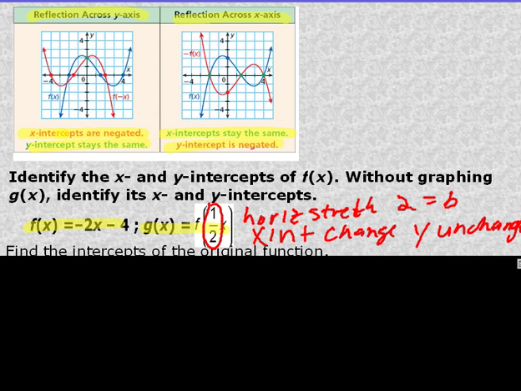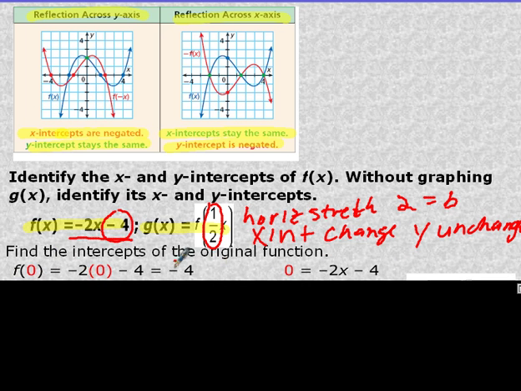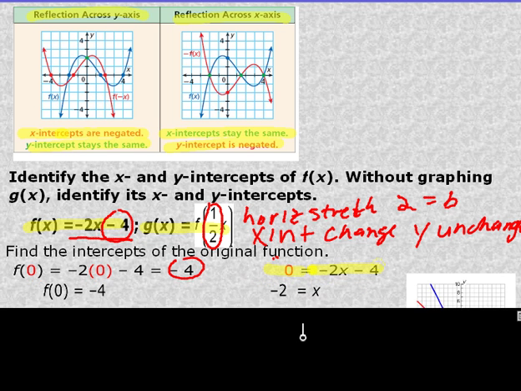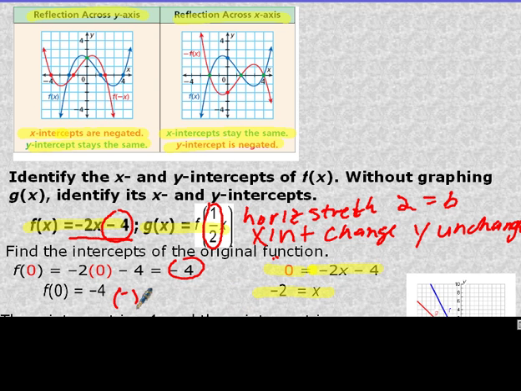We need to find the intercepts of the original. So this is a linear function, y equals mx plus b. So we probably recognize -4 is going to be our y-intercept. Or you can think of it, your y-intercept is when x is 0, your x-intercept is when y is 0. So to find our x-intercept, we're going to set our y or f of x equal to 0, and then solve for x. And we're going to get an x-intercept of -2. So our intercepts then are -2, 0. And that's our x-intercept. Our y-intercept is going to be 0, -4.